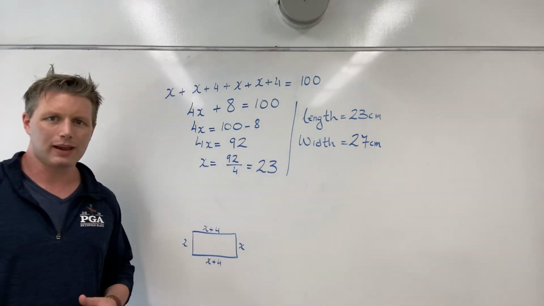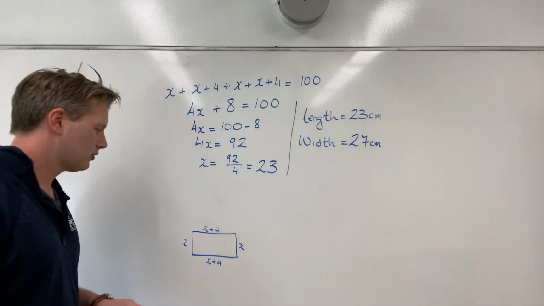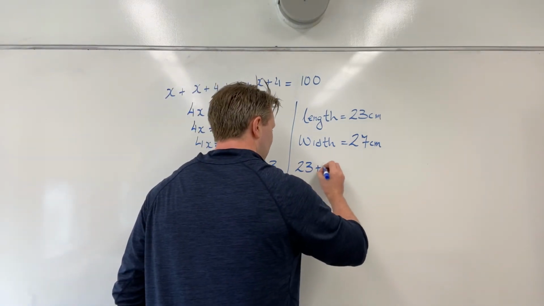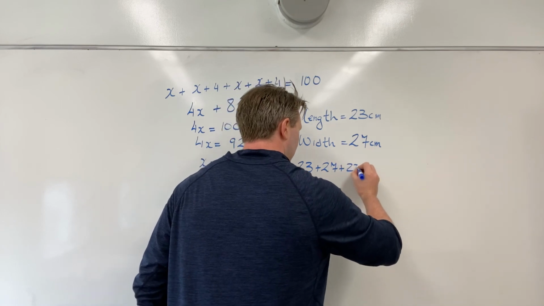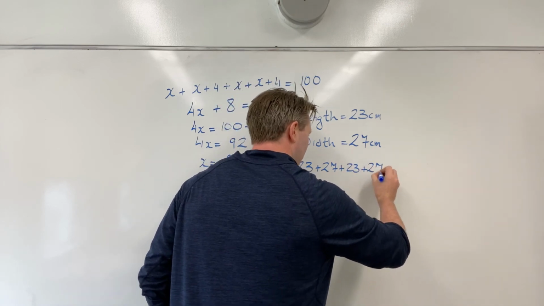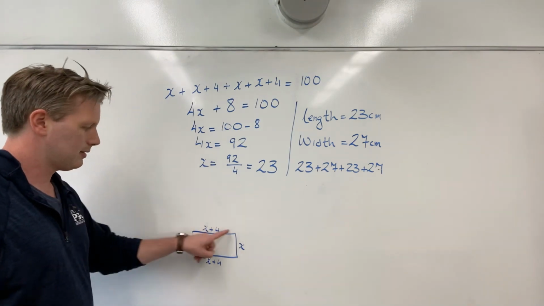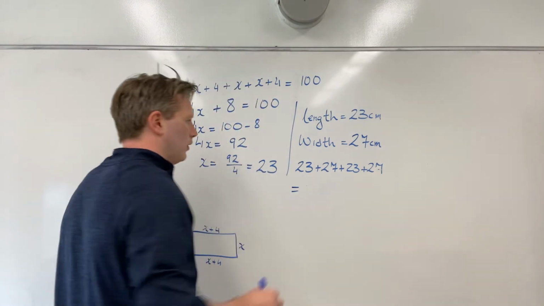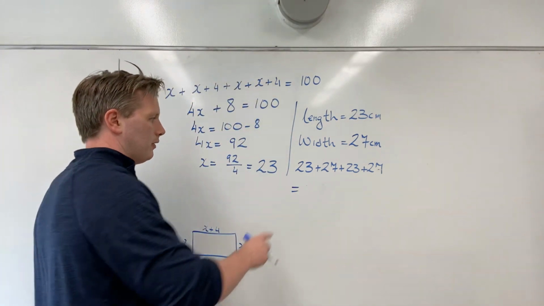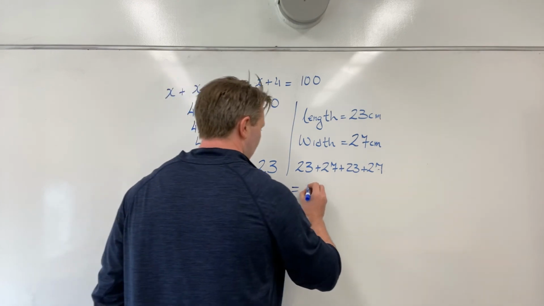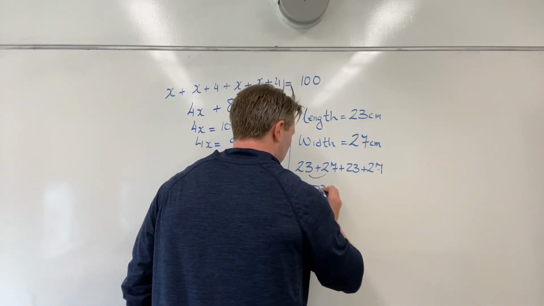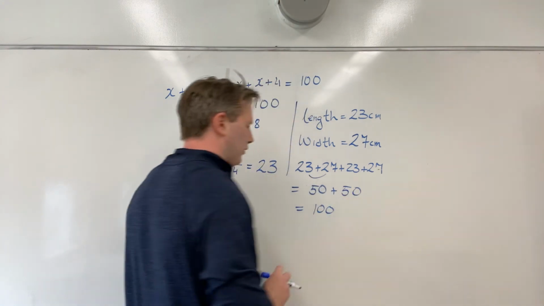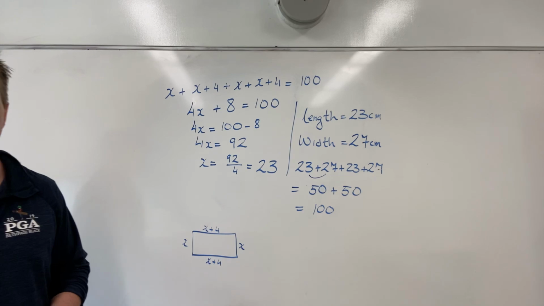If I wanted to check it real quick, I could verify that 23 plus 27 plus 23 plus 27, that is this distance plus this distance plus this distance, should be equal to 100. 23 plus 27 is 50, plus 23 plus 27 is 50, and sure enough, that is 100. And so these values are correct.